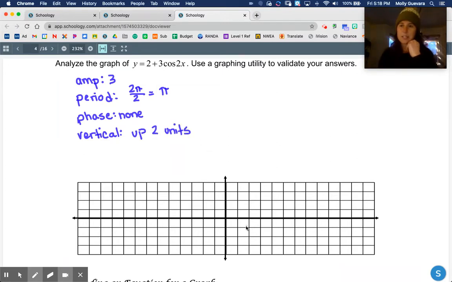Up 2 units. So now again, same thing. Everything's going to get moved up 2 units. Now, what makes this tricky as well is don't forget the x-axis also gets moved up, quote unquote, 2 units, right? So this is my equilibrium now. Sometimes I think it's helpful to think of this blue line as my new equilibrium, and I'm going to graph it this way.